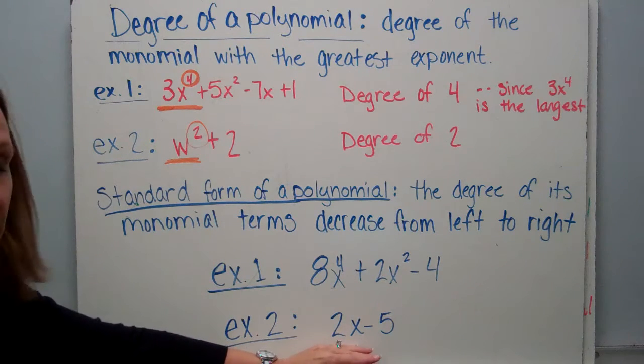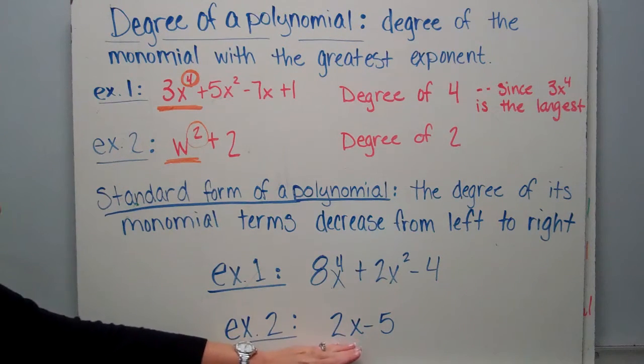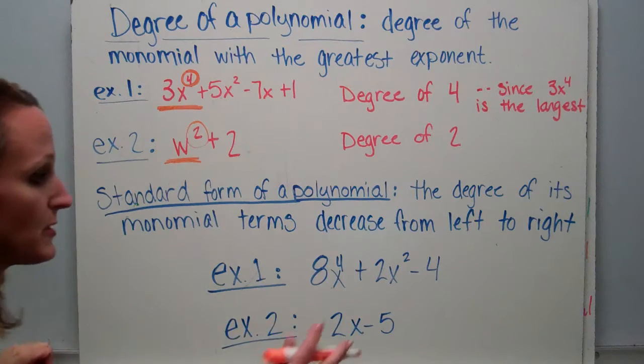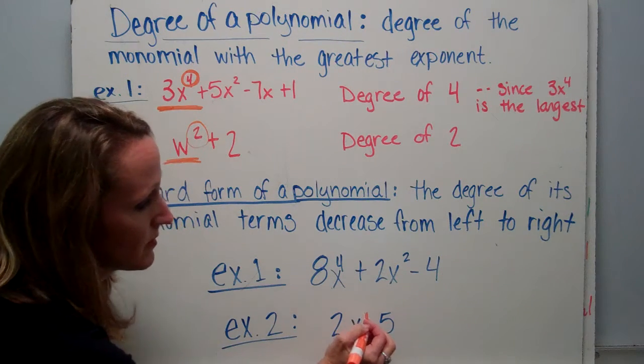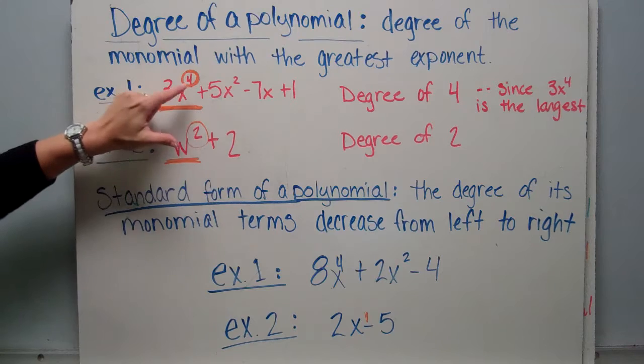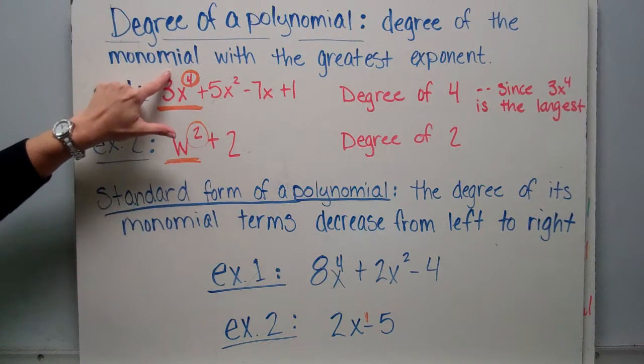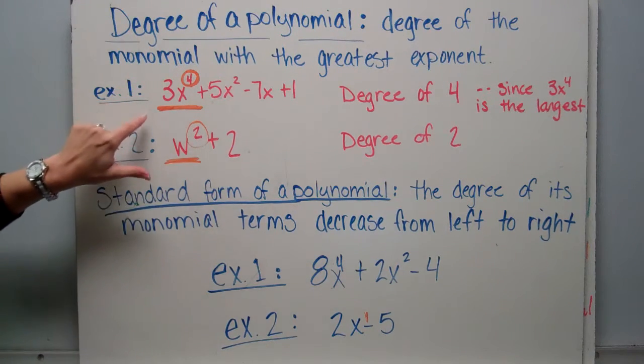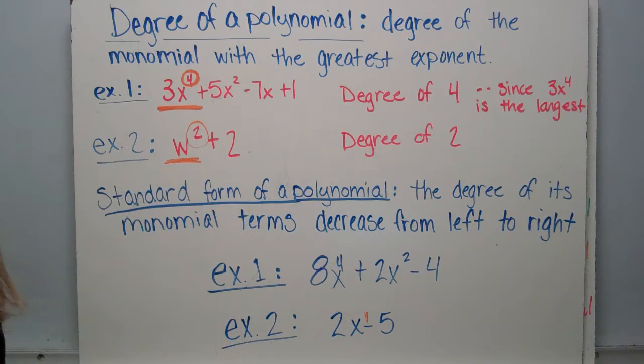Here, didn't have as many terms. 2x is on the left because it has the highest degree with a degree of 1, that understood 1, with your constant of 5 over there. Okay, so again, the term with the highest exponent gives it the greatest degree. And you write it in order of decreasing degrees to be in standard form.